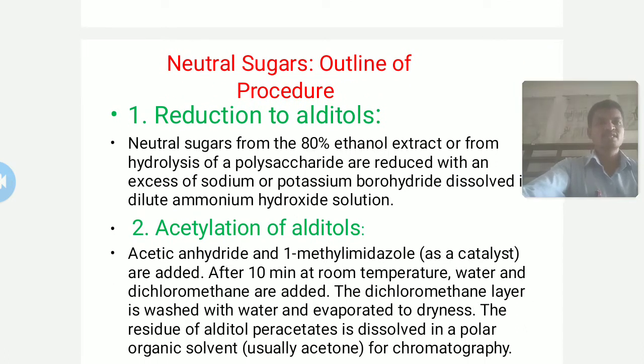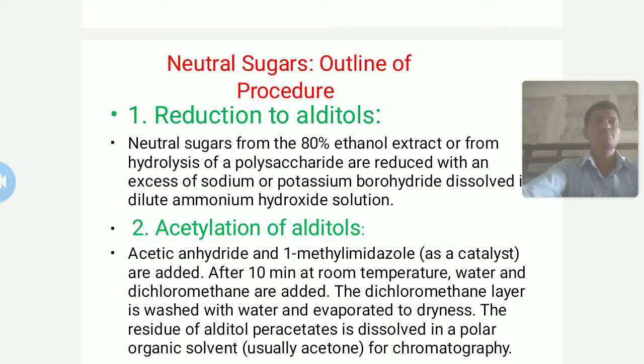For the neutral sugars, the procedure is like this. The first step is reduction to alditols. We have aldohexoses, aldopentoses, or aldose sugars, which contain a free aldehyde group. We have to convert them by reduction into alditols, meaning the CHO group is converted into a CH2OH group. These neutral sugars come from the 80% ethanol extract of the food or from hydrolysis of polysaccharides, and hydrolysis of polysaccharides gives you monosaccharides.